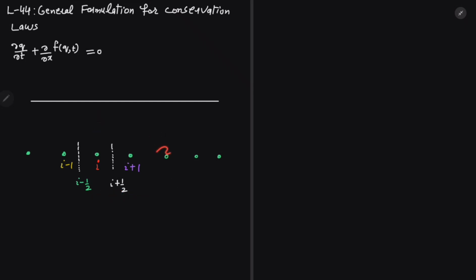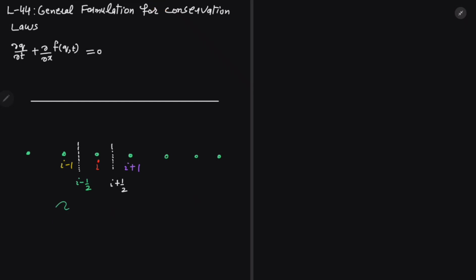Similarly, if you draw another imaginary line over here, then this becomes i plus 3/2. Now this cell is called cell i plus 1. It can be called a cell, it can be called a volume, and this is called cell i, and so on. So we can define all the cells like this. This is cell i plus 2. Okay, I hope you got the point.